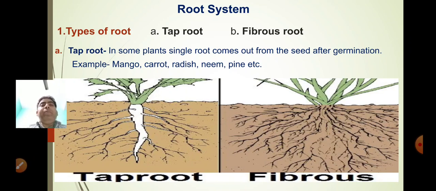In video number 1 we read about flowering and non-flowering plants with their examples, and we saw the structure of the plant, that is, the root system and shoot system. Now in this video we are going to discuss the root system. What is the root system?